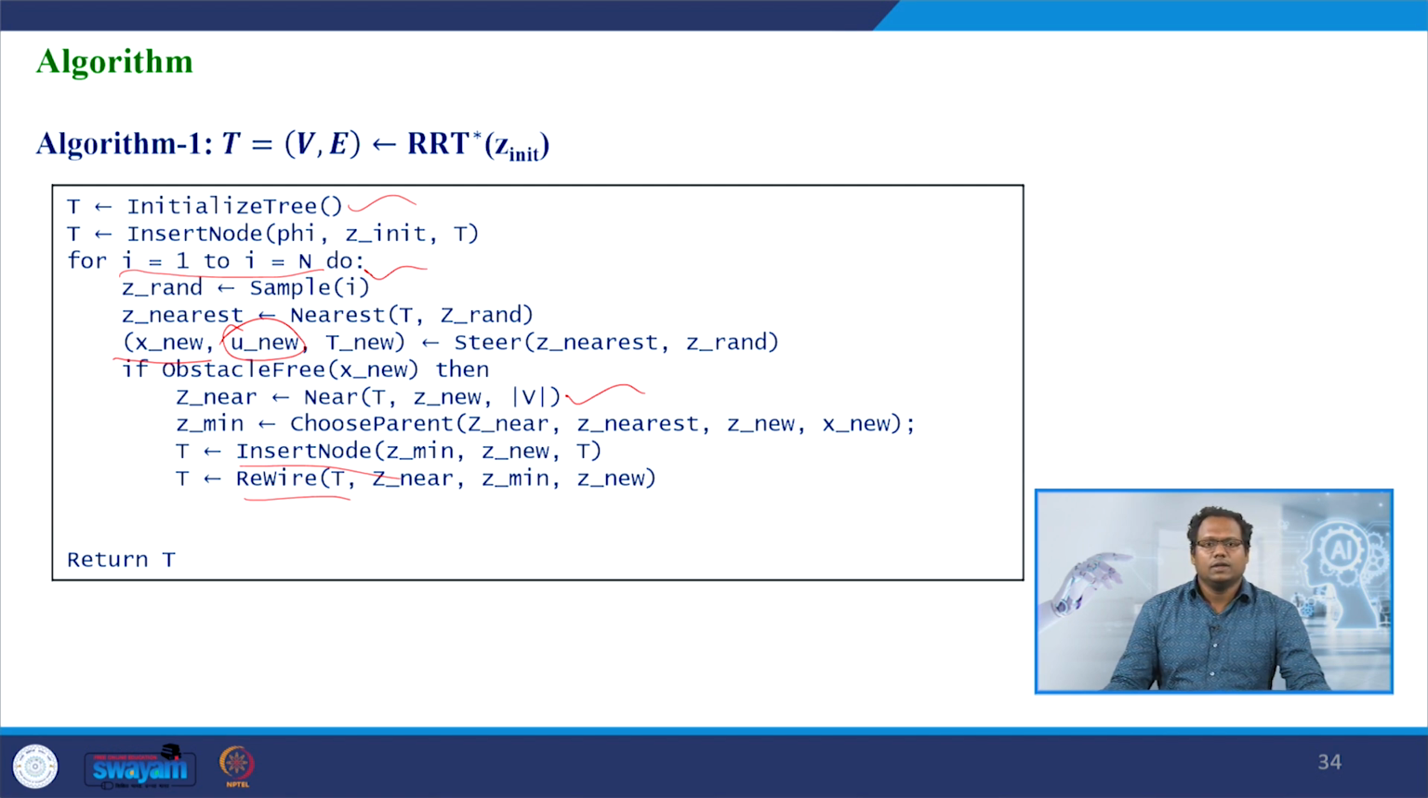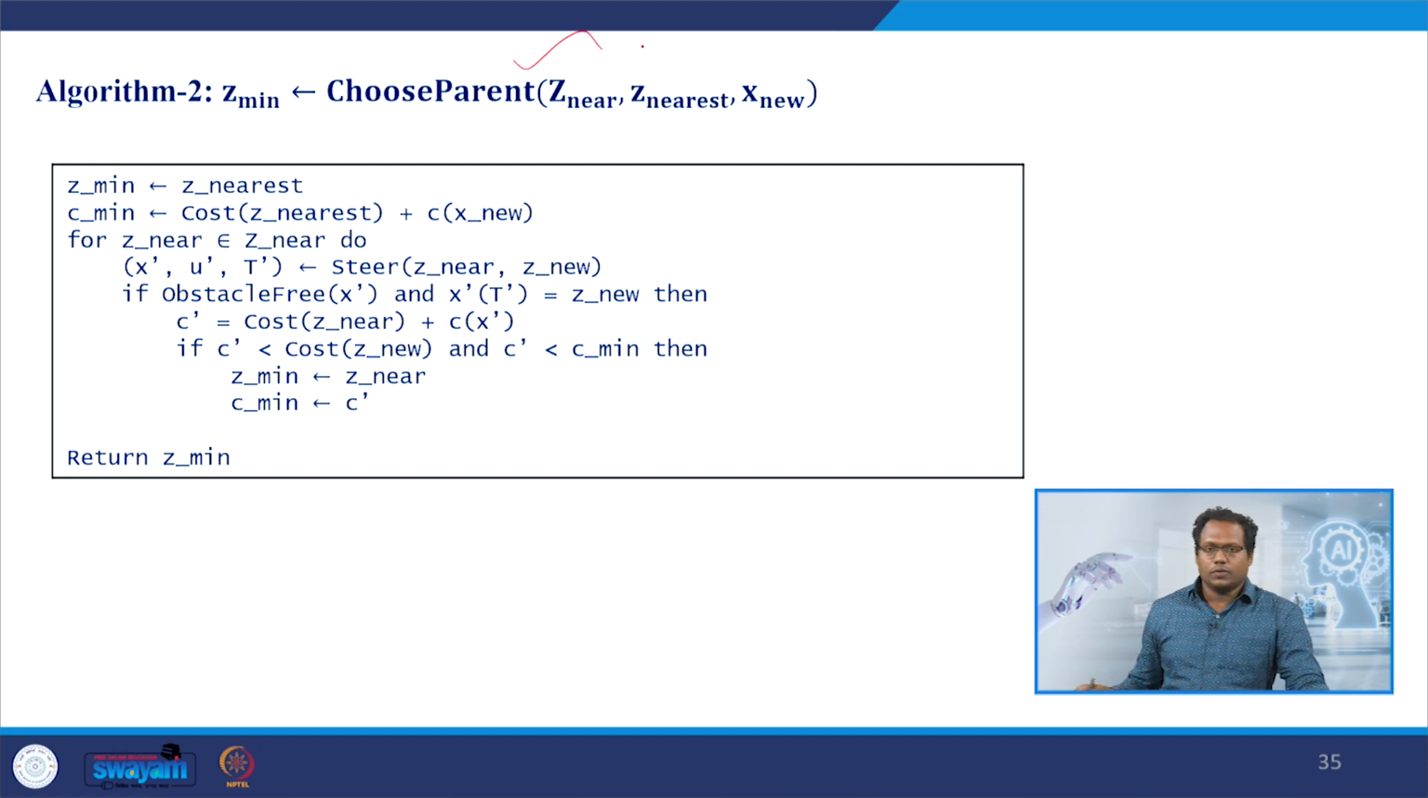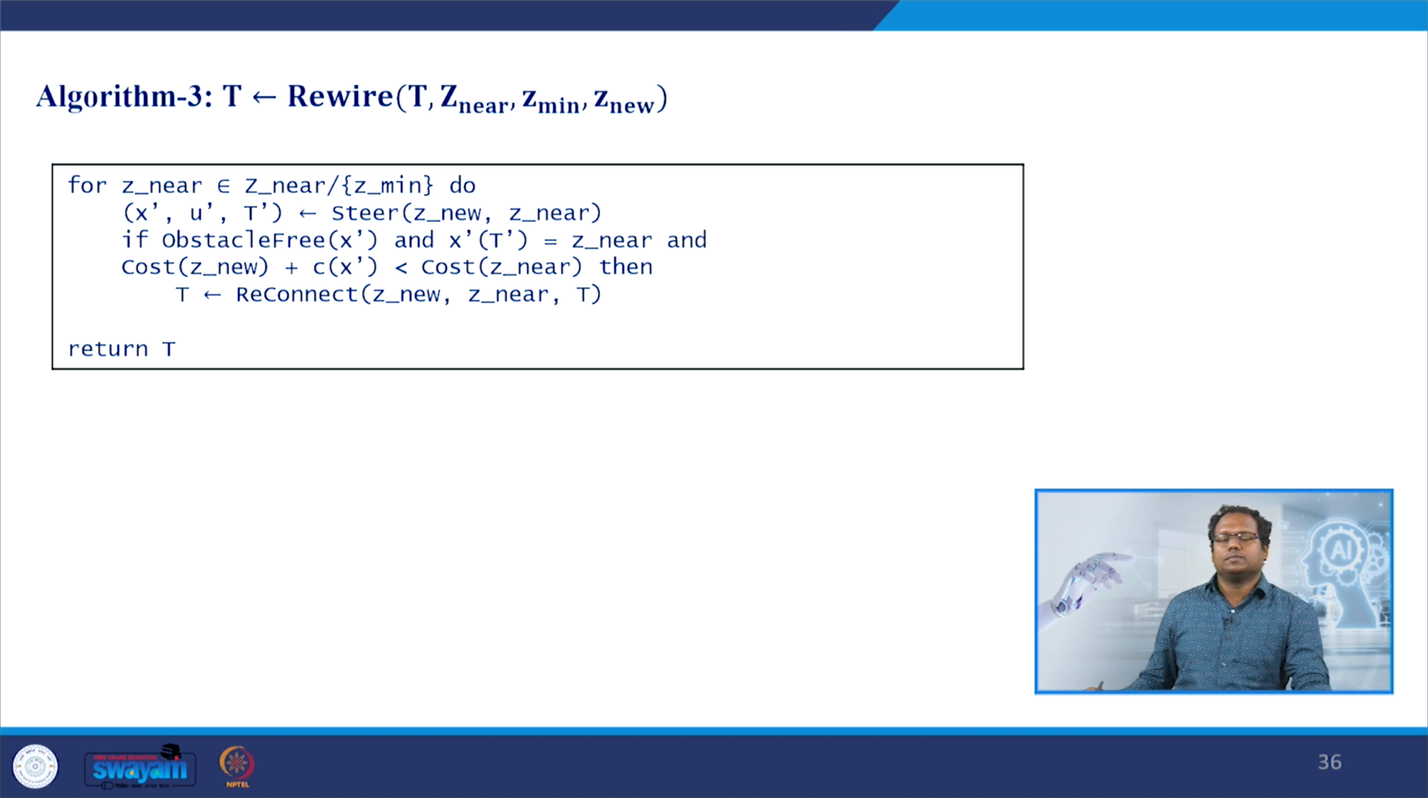We can return the T, which is having all the nodes associated with the tree in that structure T. Then these are the algorithms or subroutines associated with finding the RRT star based approaches, which are choose parent and rewire. Choose the parent with the minimum distance from the neighborhood nodes, and after finding that, connect it by rewiring functions.